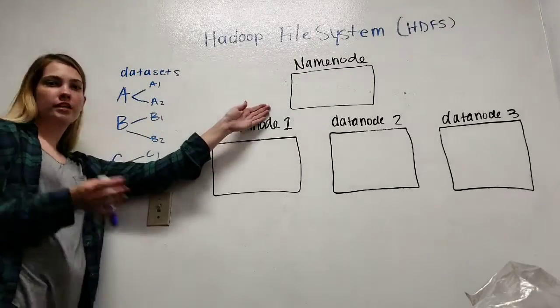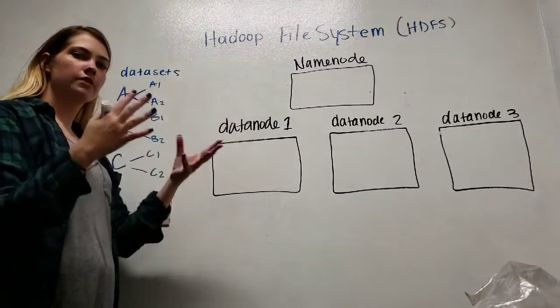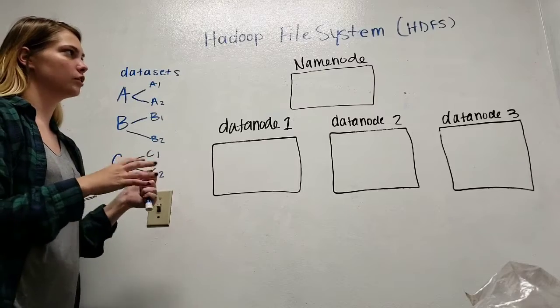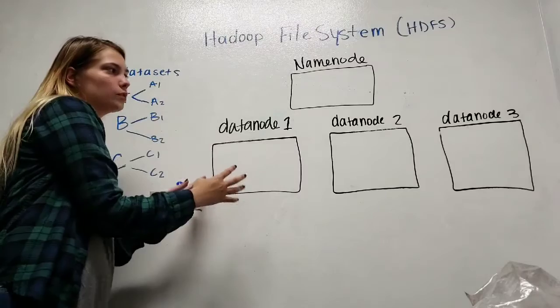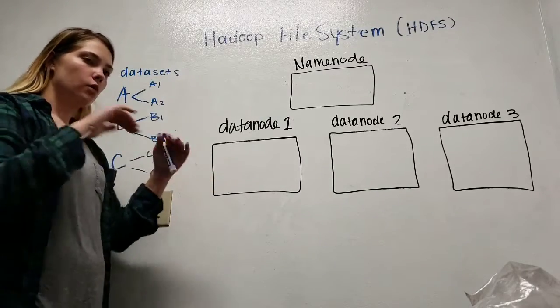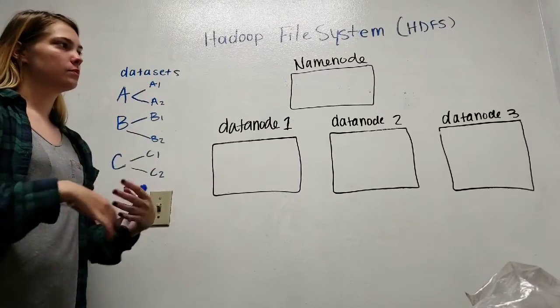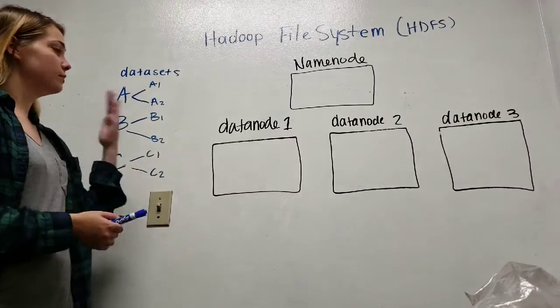We have our name node right here, and that's kind of like a supervisor. Let me give you an example to look at. Basically, it doesn't really work with the data nodes, but it overwatches them and gives them specific things. So in this case, it's going to be our data sets.